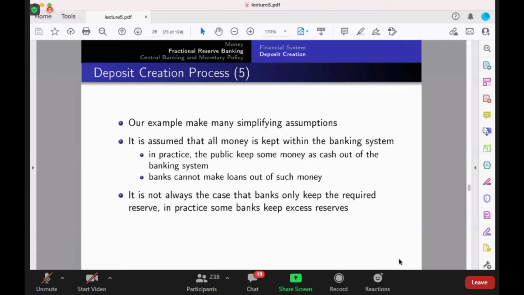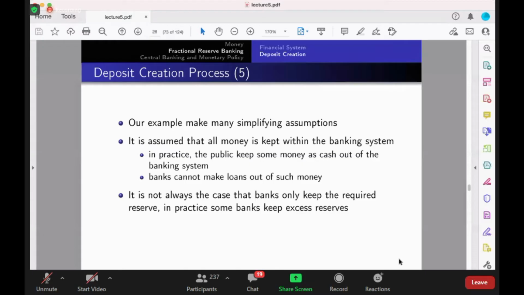Sir, please, are you holding all things constant? Yeah, that's where we are coming to. We made some very simplifying assumptions. It is assumed that all money is kept within the banking system, and then in practice, what if the person takes the money? Exactly, that's what I'm talking about.